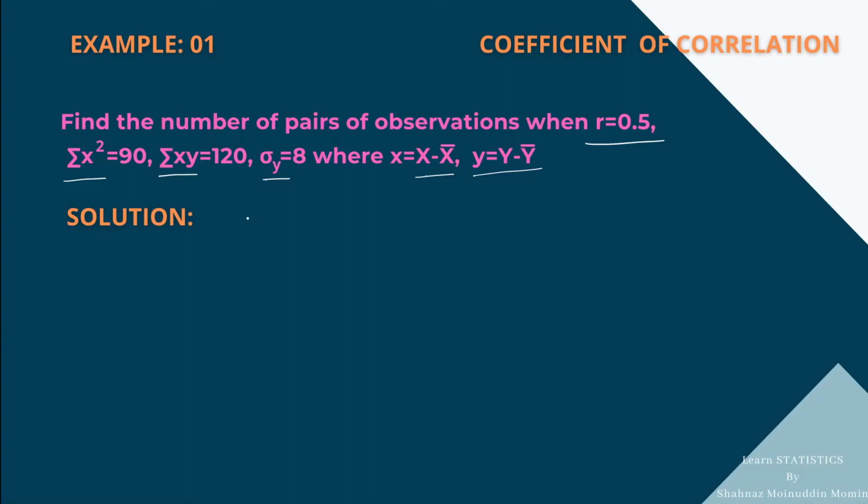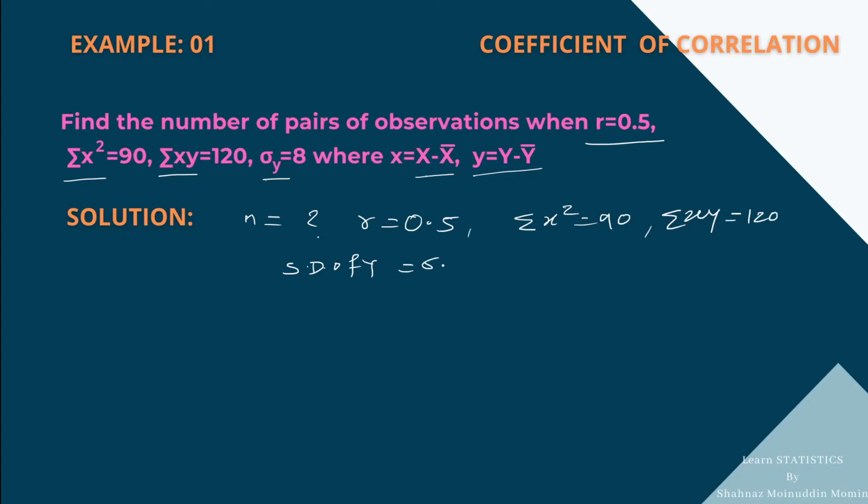Here we have to calculate the number of pairs n, and we are given the values as r equal to 0.5 correlation coefficient, summation of x square is equal to 90, summation x into y 120, and standard deviation of y denoted by sigma y equal to 8.